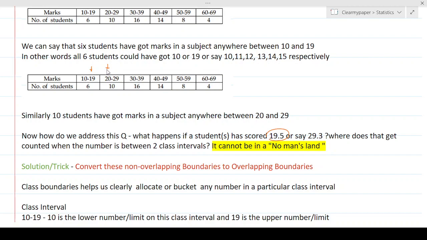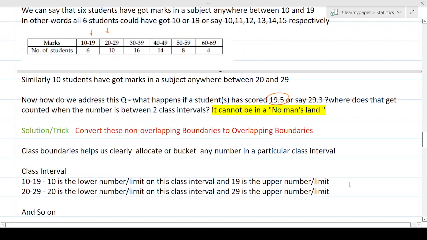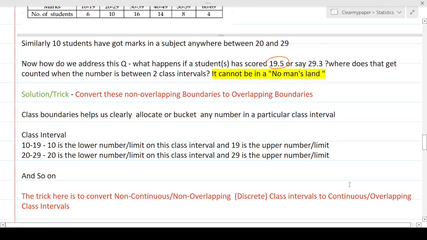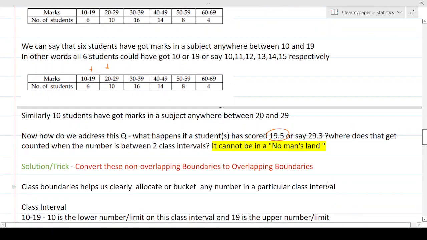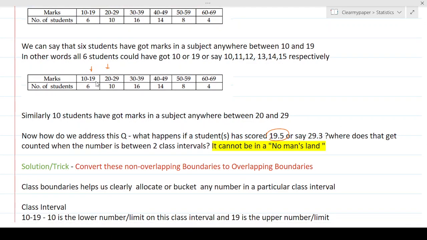So what do you do here? In that case, we'll redefine the limits, and the way we'll define it is like we did for the mean. We'll just take the midpoint between these two intervals, and that will be the new boundary. For example, the midpoint between 19 and 20 is 19.5. The midpoint between 49 and 50 is 49.5. So there is a gap of 0.5 that we need to add or subtract based on whether we're talking about the lower limit or the upper limit.